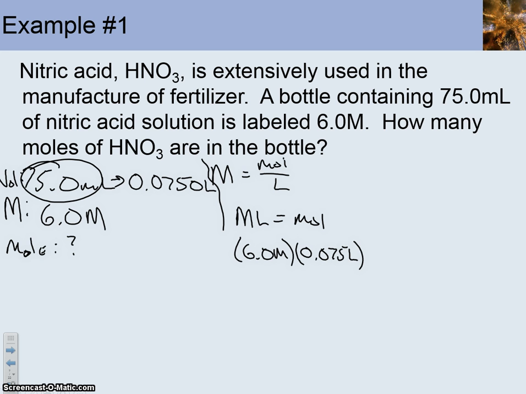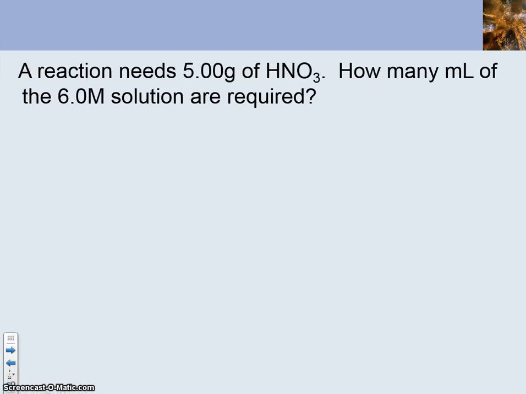So let's see, 6 times 0.075. That's going to give us 0.450 moles in this case. Alright, so that's one example of how we do one of those problems.